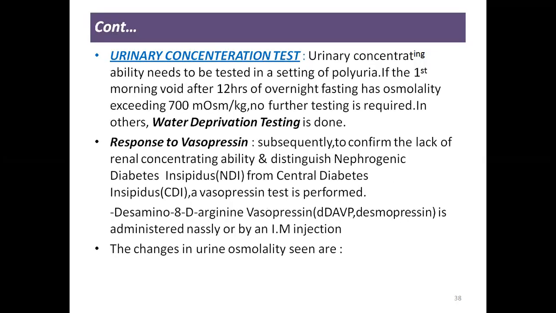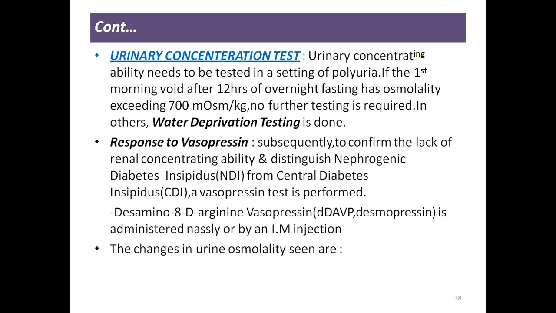We also have a test known as the urinary concentration test. Urinary concentration is an ability that needs to be tested in the setting of polyuria, in case you have frequent urging to urinate or the number of times you go to urinate increases. What we see in the first morning void after 12 hours of overnight fasting is osmolarity exceeding 700. No further testing is required in such cases.